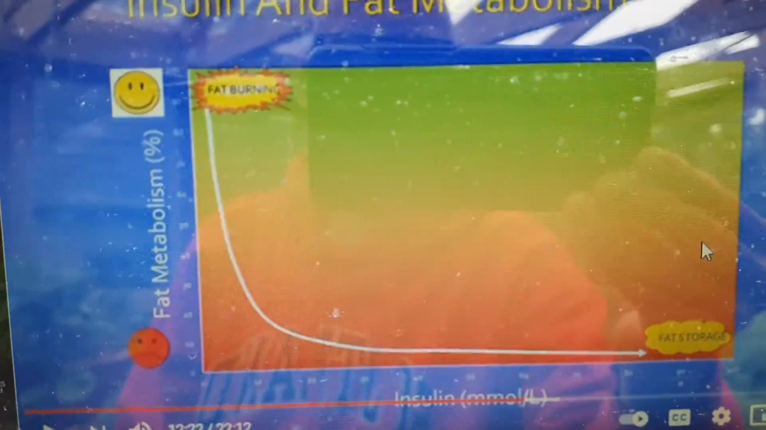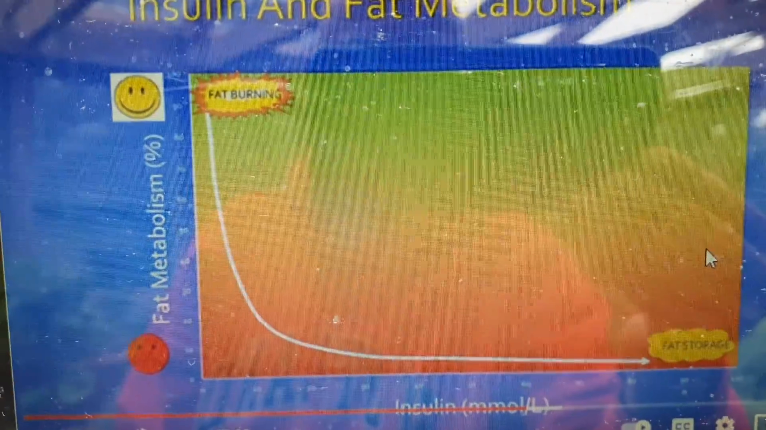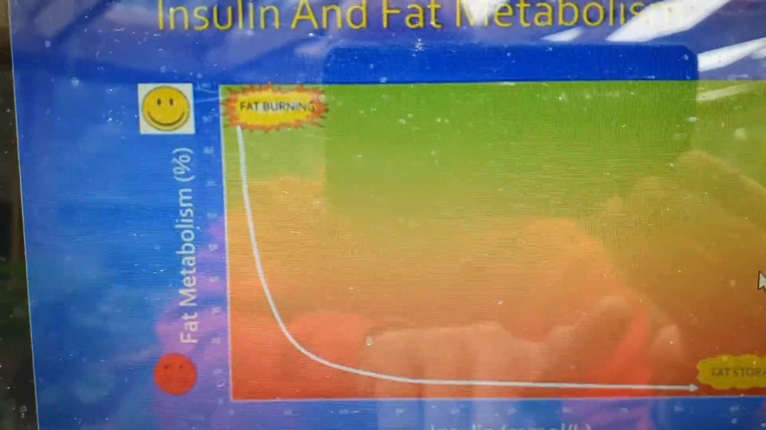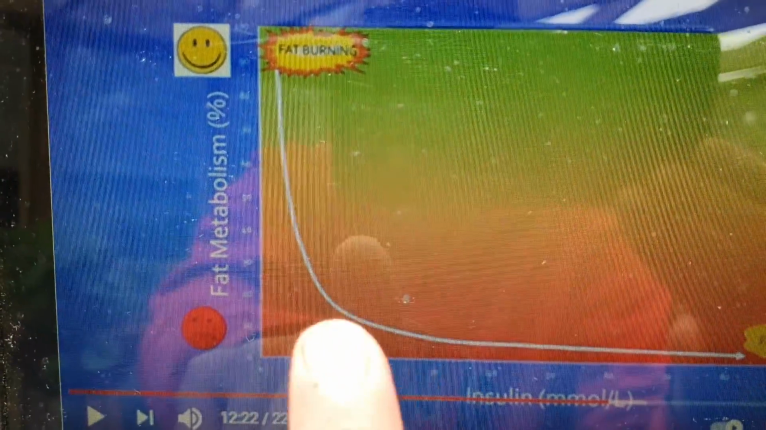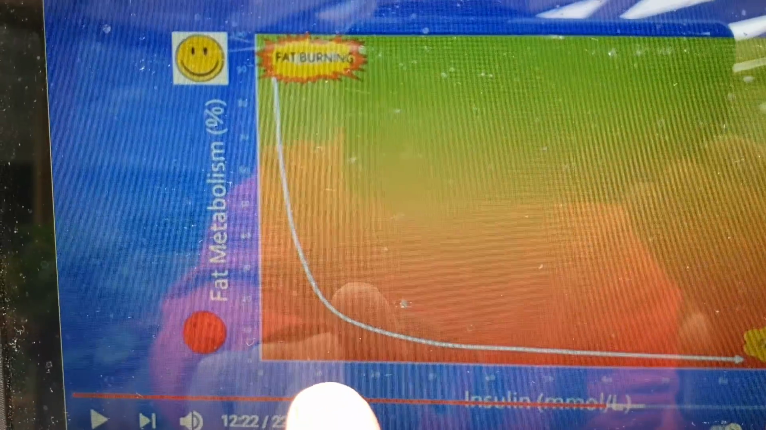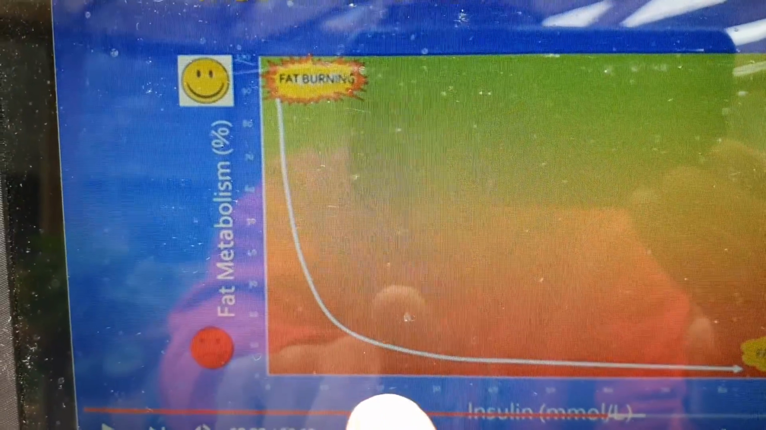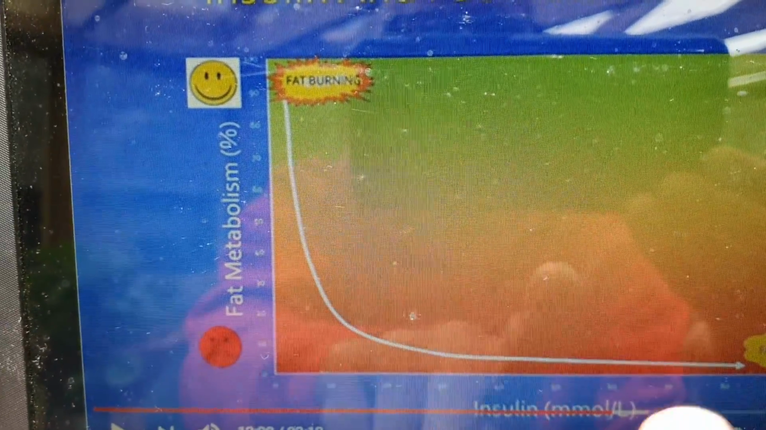When your insulin levels are low, you are burning fat. When your insulin levels are high, you are storing fat. But just look at the shape of the graph. The point I'm trying to make is you have to get your insulin levels right down to 10, very, very low, before you start burning fat. And most of this graph is in fat storage.